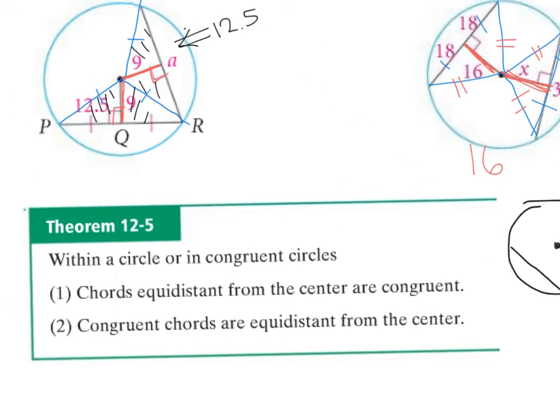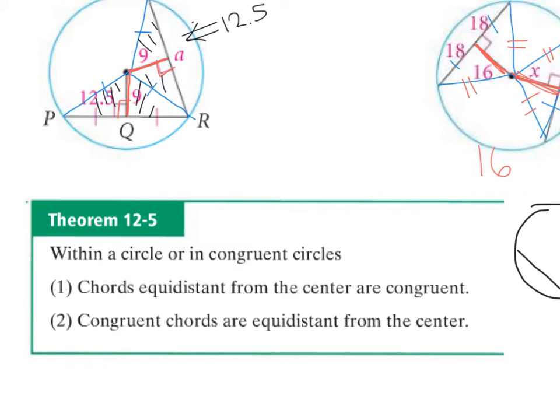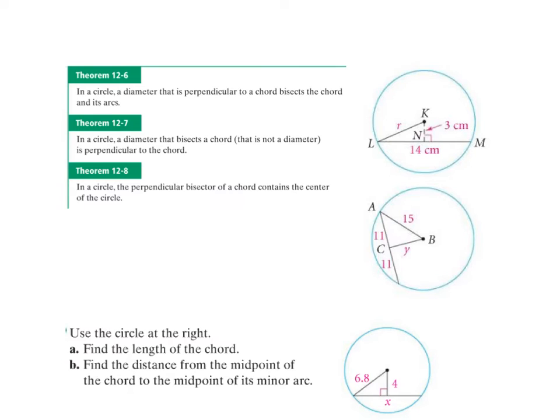So these two are the types of problems that you'd run into. In a circle, a diameter that is perpendicular to a chord bisects the chord and its arc. So if this is 90, then these two are going to be equal. If we know this is 14, this has to be 7, and this has to be 7. And then you could do the Pythagorean theorem to find what r is. Theorem 12.7.